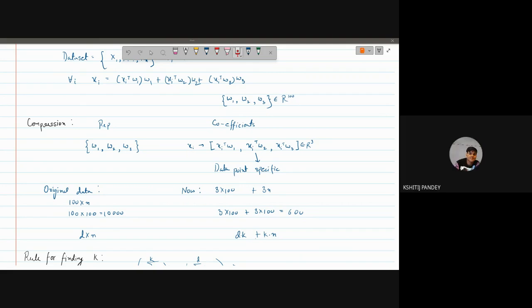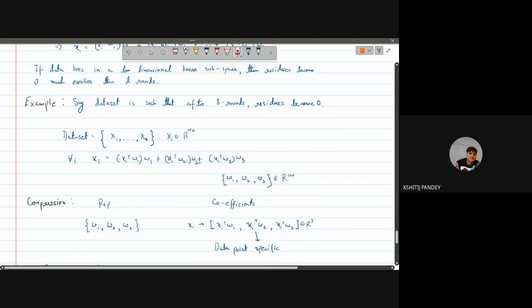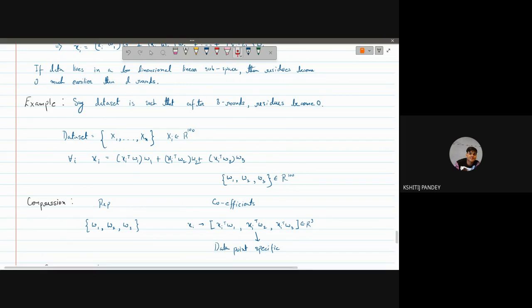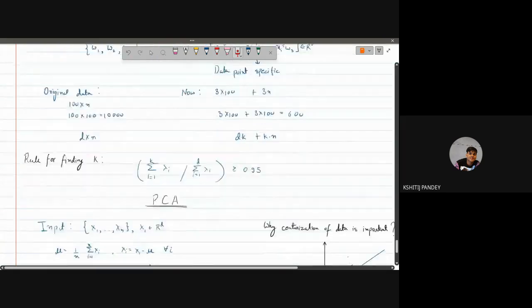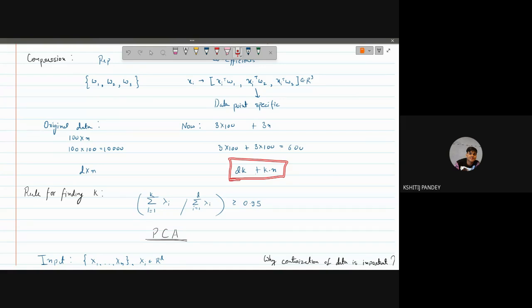Okay, yeah. So now extend this idea to DNN. So D is the dimension of the data and n is the number of data points. Originally you need D into n units of memory, but here, let's say K is the round after which the error becomes 0, or you can say K is the dimension in which your data actually lives. It is the subspace of R^D where the data actually lies. So this will be D into K plus K into n. Is this clear?